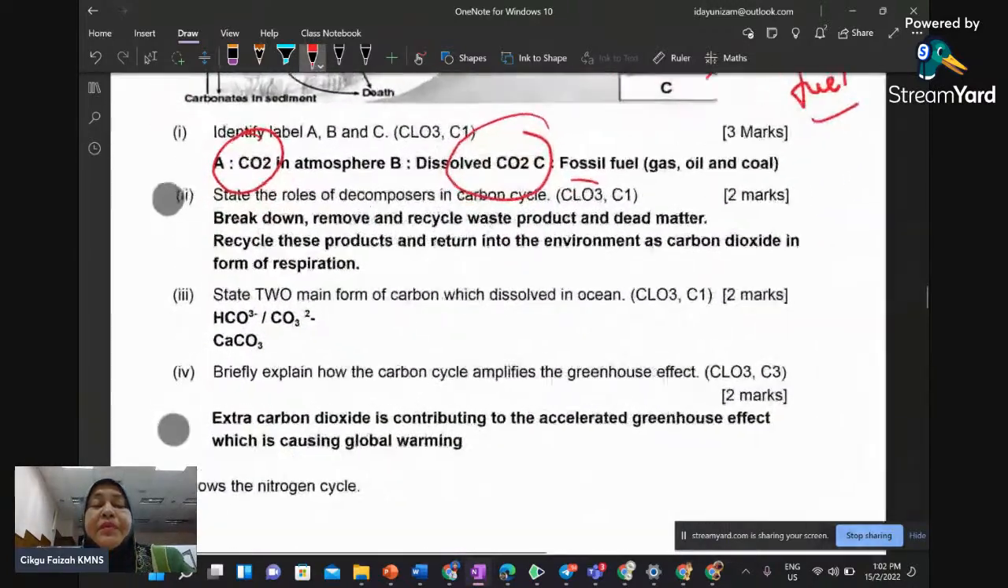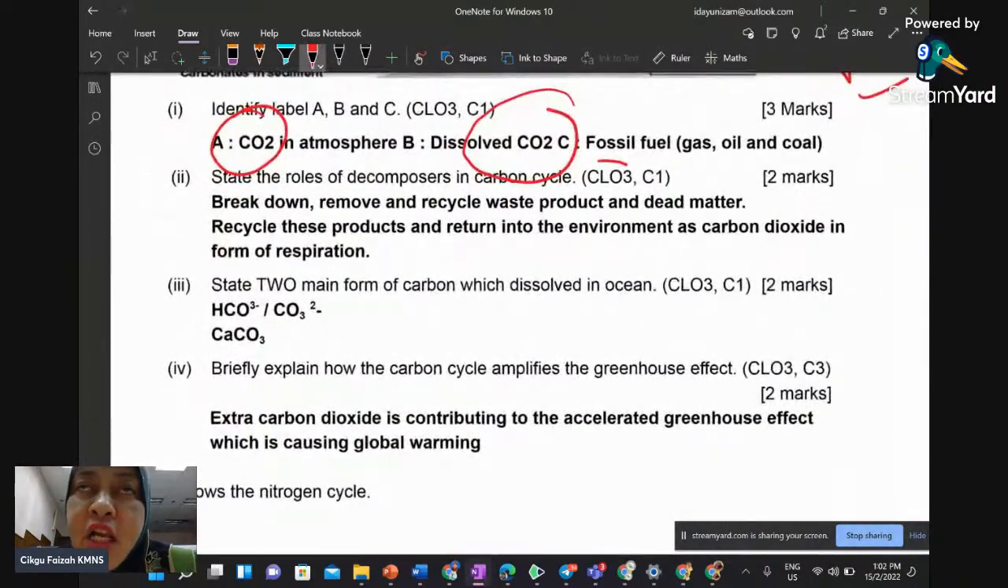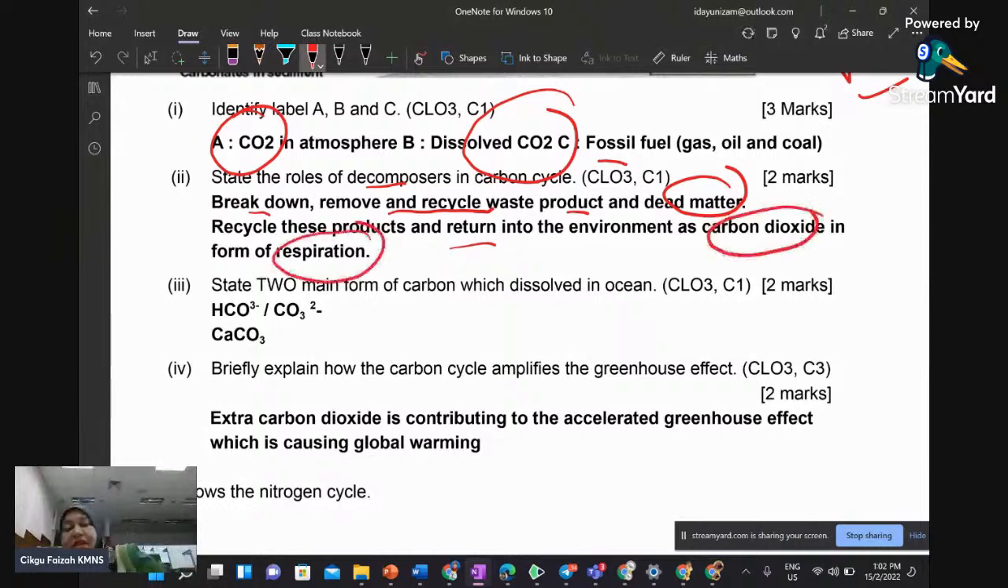Okay, next, apa penting decomposer in carbon cycle? Yes, kamu mungkin tak terfikir, tapi as a cycling pool, decomposer ini akan break down and remove, also recycle the waste product of the dead matter, and they will return to the reservoir pools, okay, as a carbon dioxide when they respiration. Okay, that is why decomposer. But decomposer ni benda hidup kelas, so they are cycling pool. Okay, as a living organism, they undergo respiration process. So respiration process, as you all know, the byproduct is carbon dioxide.